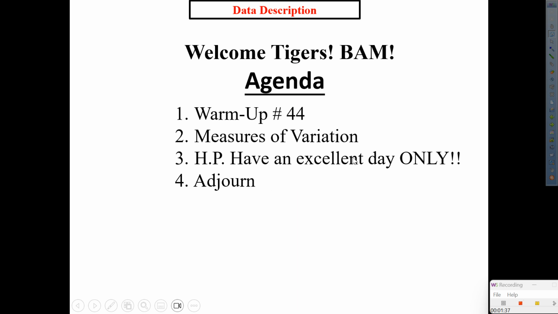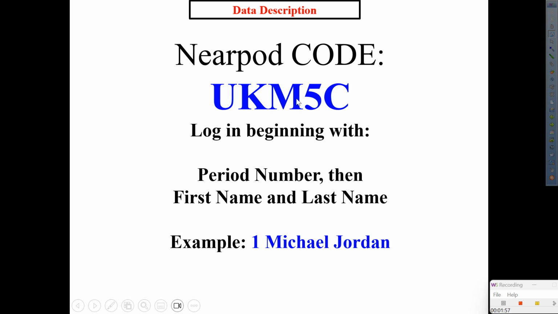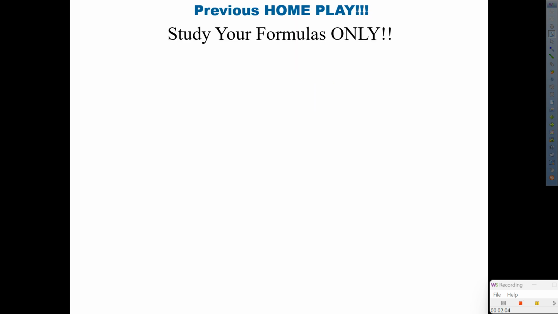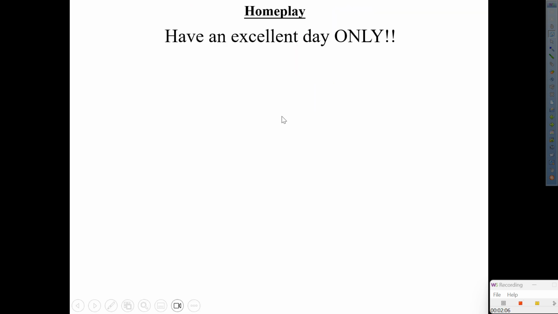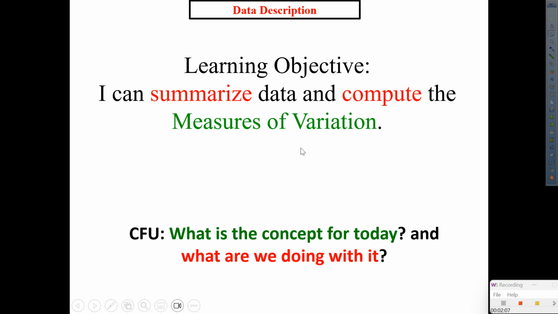Before we continue, once again, you are to study your formulas. How many do we have total? Tell your neighbor. Yeah, so far 14, okay. All right, so get a Cornell note ready. I can summarize data and compute the measures of variation.